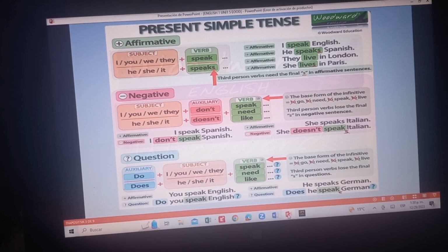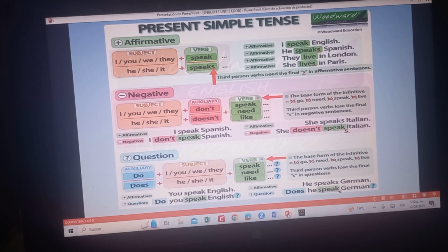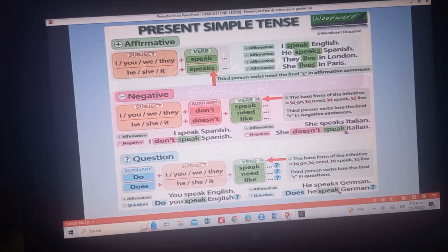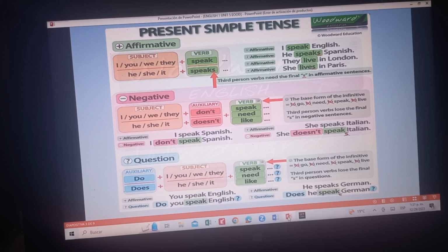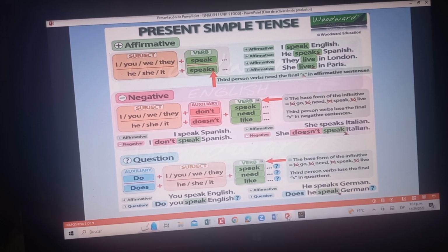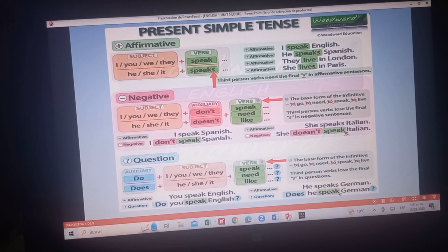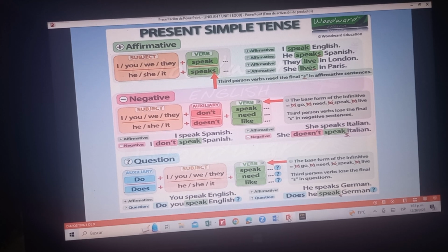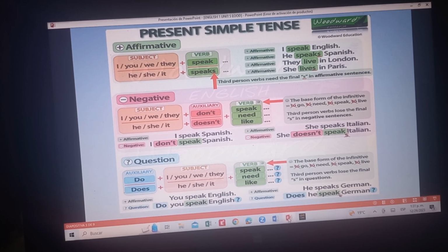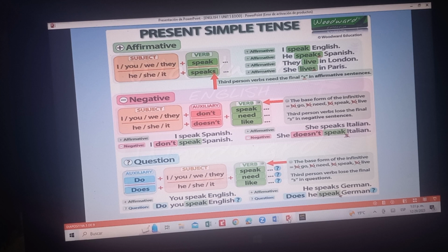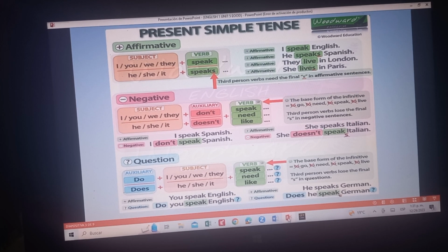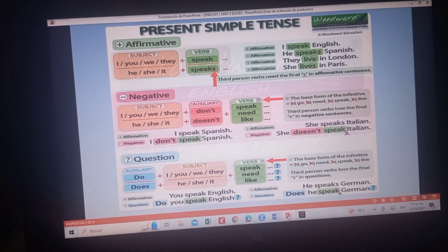To form questions, we also need the auxiliary do or does according to the subject. For example, do you speak English? It could be a question you have to answer yes or no. In the third person, we have the auxiliary does. In this case, does he speak English? You have to answer yes, she does, or no, she doesn't.